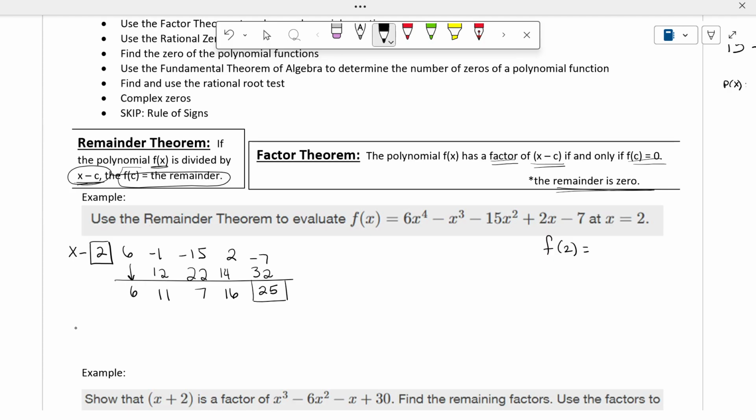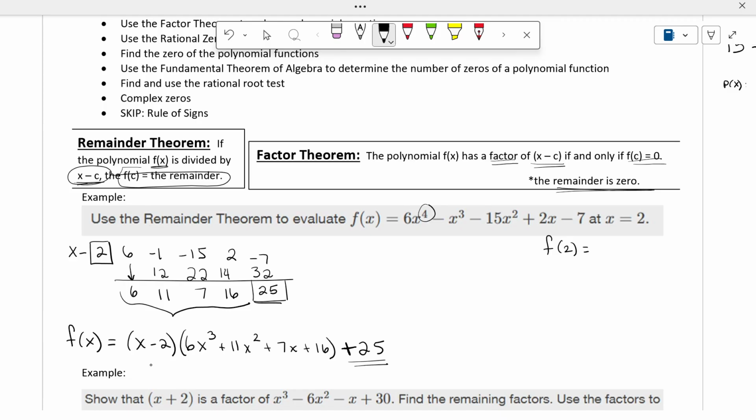This polynomial, f of x, we tried to factor x minus 2 out of it. What we got for a quotient was 6x cubed. Remember, it was quartic, so if you take a linear piece out of it, you're down to a cubic and so on. 6x cubed plus 11x squared plus 7x plus 16 plus the remainder of 25. Notice the remainder is tacked on the end. So this is what we tried to take out. This is what we were left. And then we always have to add the remainder on.